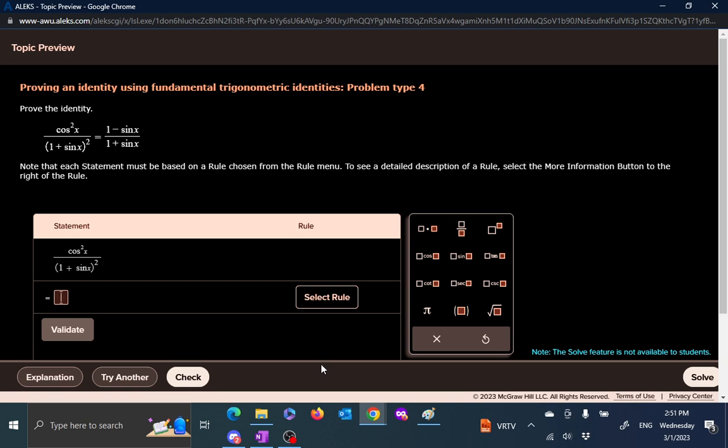Hi, welcome to our pre-calculus topic today, proving an identity using fundamental trigonometric identities, problem type 4. As we said, step by step, the problems become a bit more complicated. You have to see a bit more in advance, and once again, the suggestion is to do this on paper first and then come here and apply one rule at a time.